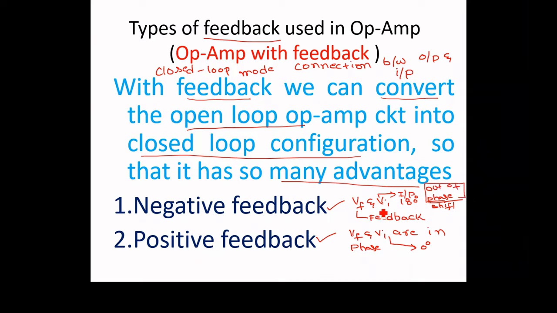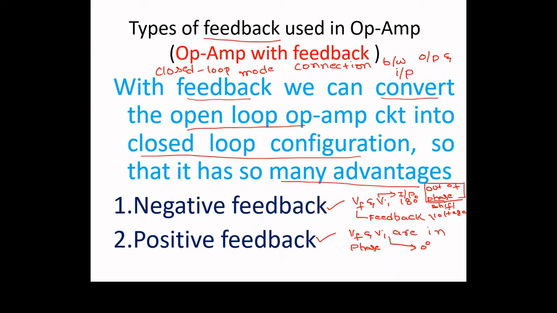In negative feedback, from the output we connect back to the input, so some portion of the output is given as an input to the circuit. That voltage is called the feedback voltage. It may be voltage or it may be current. Whenever they are out of phase, or a 180 degrees phase shift exists between the feedback and the input, it is negative feedback. And if both are in phase, with no phase difference between the input and the feedback, it is positive feedback.